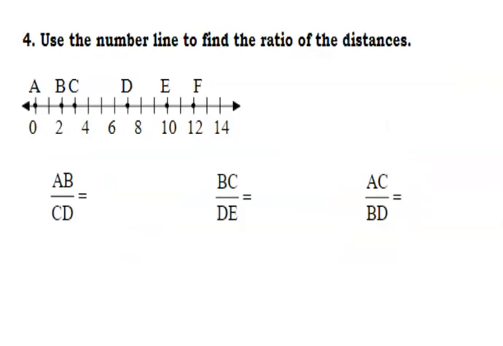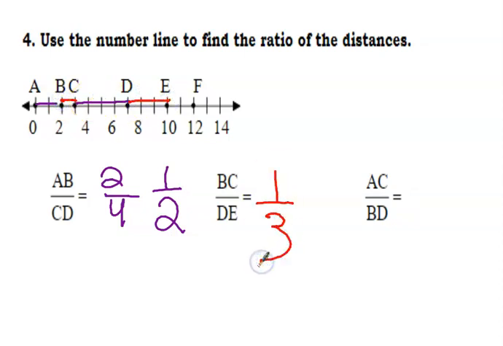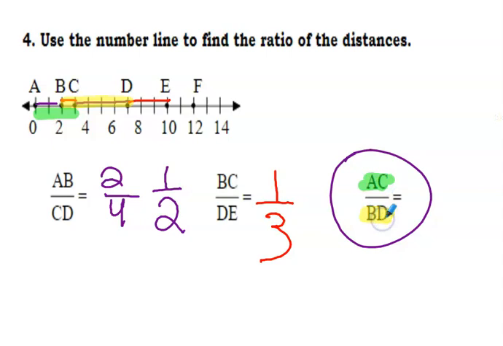So number 4, we're going to create ratios of distance. So AB is 2. CD is 1, 2, 3, 4. 2 over 4 becomes 1/2. All right. BC is 1. DE is 3. 1/3 stays as is. Okay, you try AC over BD. Okay, so go from B to D, add them. And then AC, A to C, add those. Okay, and make your proportion.